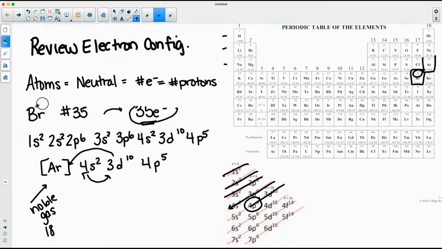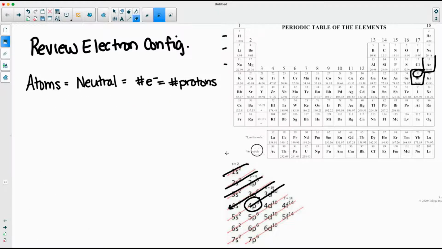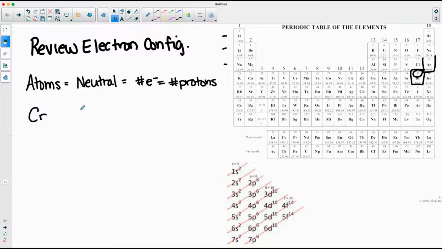Now, if we want to do a different element, do one more of these, like chromium. Chromium has an atomic number of 24, which means that I need to find chromium on the periodic table, number 24. For the complete electron configuration, 1, 2, 3, it's in period 4.